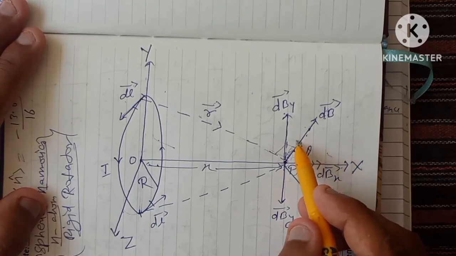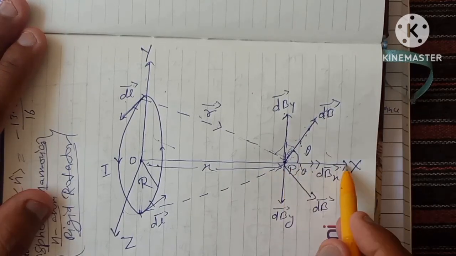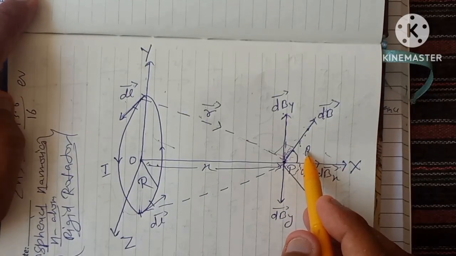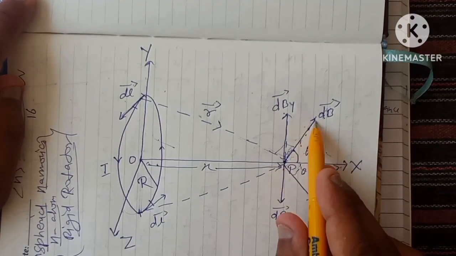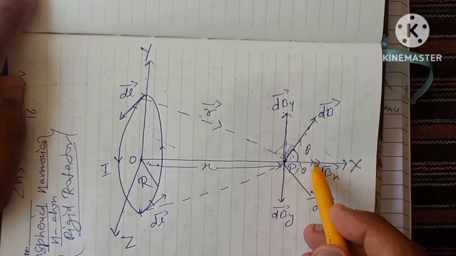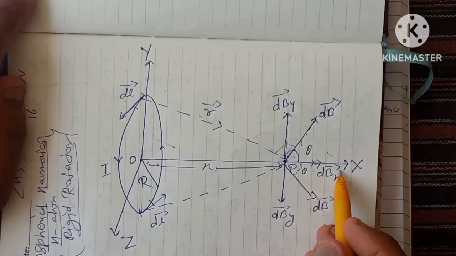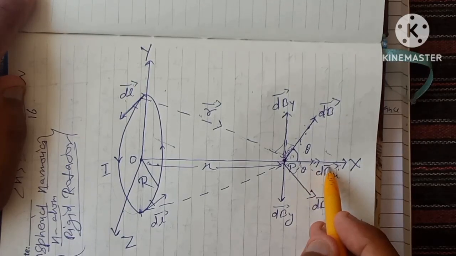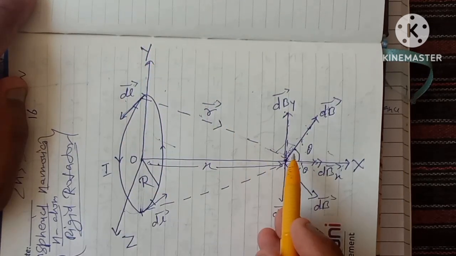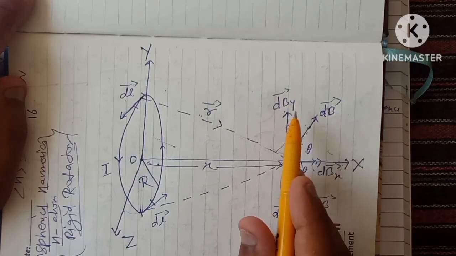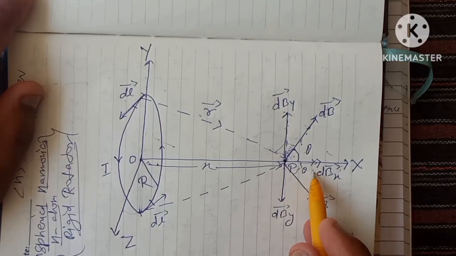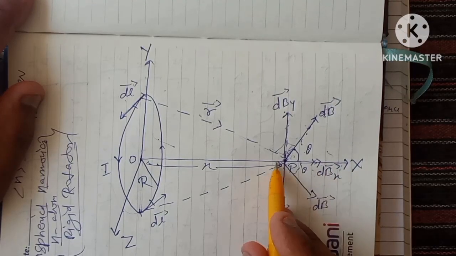Let us suppose the angle between this dB vector and the x-axis is theta. Now, from the rule of vector addition, I can take the components of this dB vector. There are two components: one along the x-axis, which I have marked as dBx vector, and another along the y-axis, that is dBy vector. I can easily calculate the magnitude of these components, dBx and dBy.